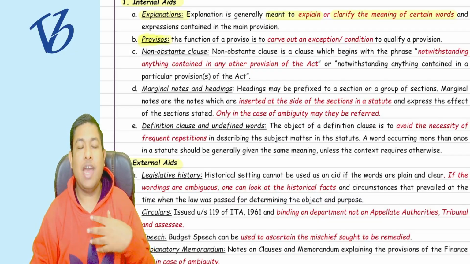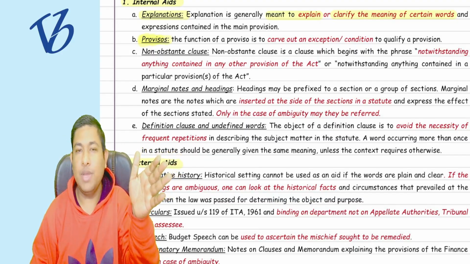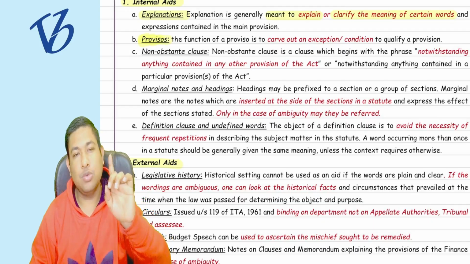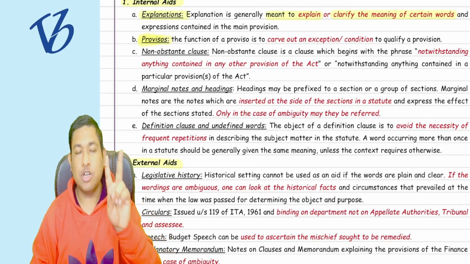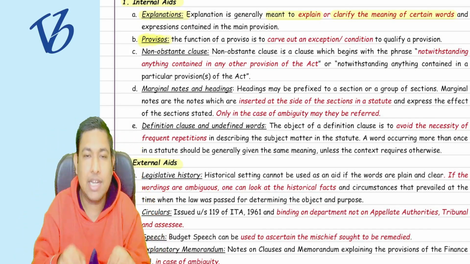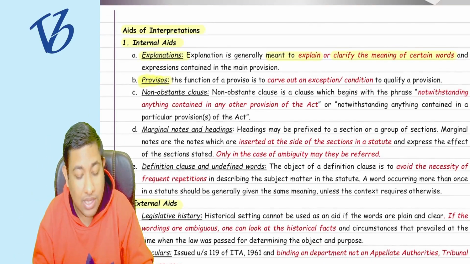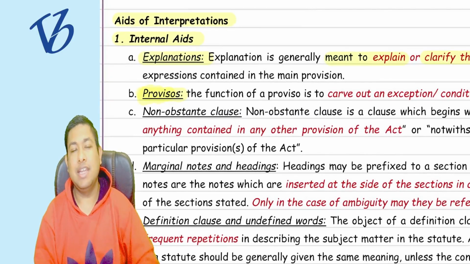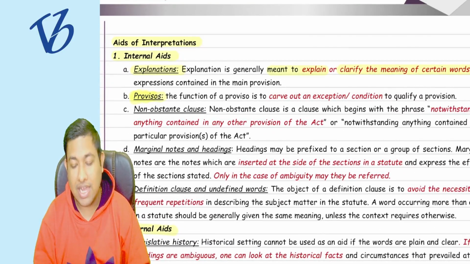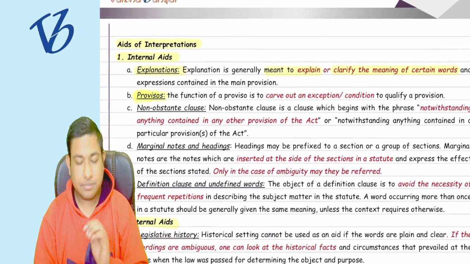So to give the effect of exceptions, to give the effect of some conditions, the provisos are inserted in the particular law. So if I want to understand the real intention of the lawmaker, is it important or not to understand the explanations and the provisos? Because it is available in the act itself, it is available in the provisions itself. Then only it is called an internal aid. That is why it is known as internal aids. Tell me, is it clear?